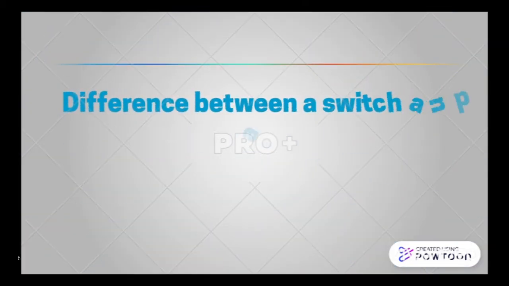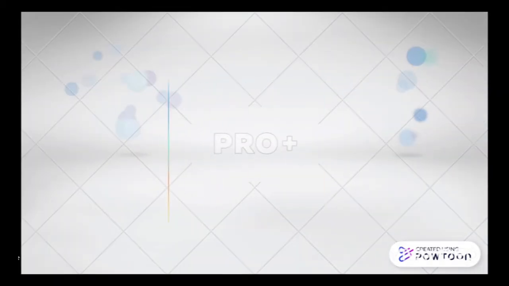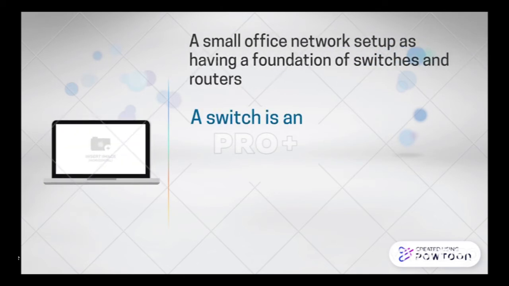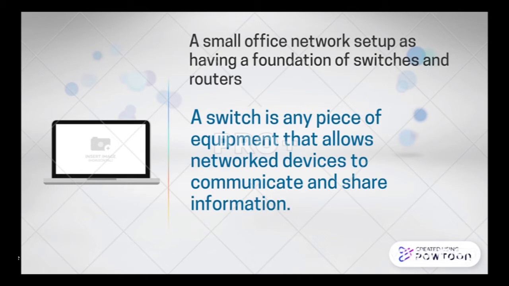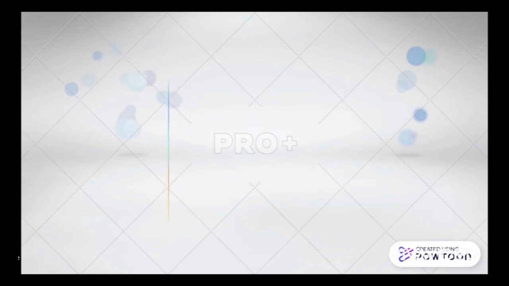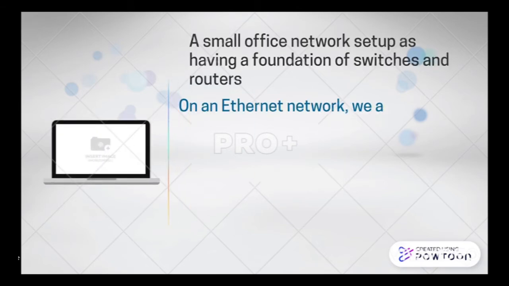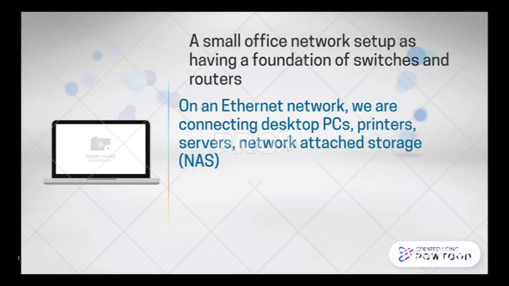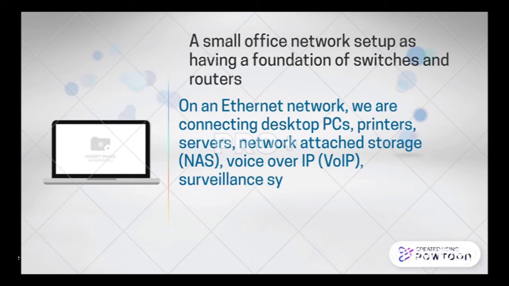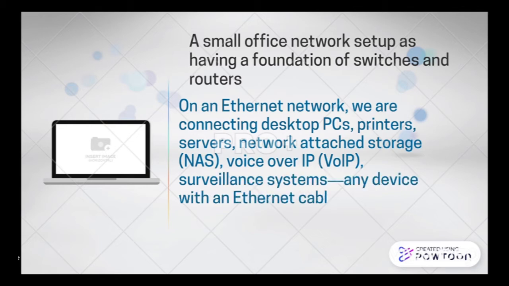Difference between a switch and a router. A small office network is set up with a foundation of switches and routers. A switch is any piece of equipment that allows network devices to communicate and share information. On an Ethernet network, we are connecting desktop PCs, printers, servers, network attached storage, voice over IP, surveillance systems, and any device with an Ethernet cable port.